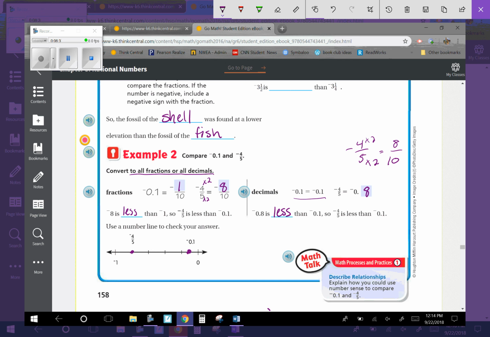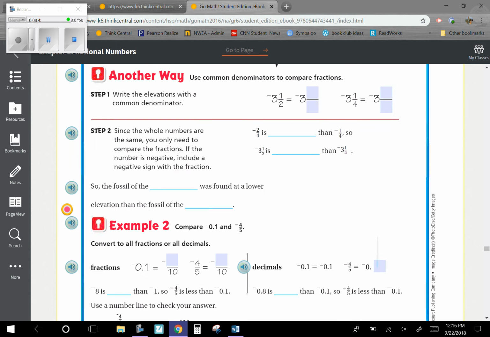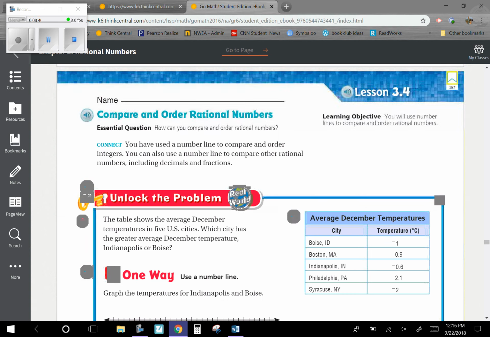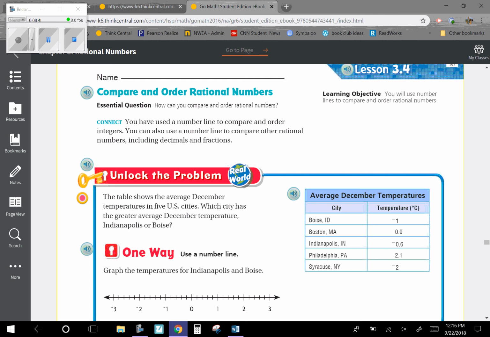Okay, it's a whole lot of talk, but if you just break it down to the basics, what is it asking me? This is all stuff that you guys have done before. We're just combining it into a single problem now. So that was lesson 3.4, and our objective was that you will use number lines to compare and order rational numbers. If you have any questions, please ask your teacher.